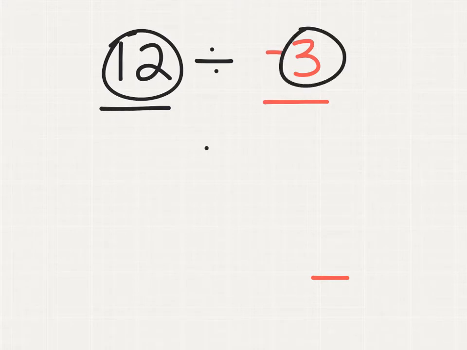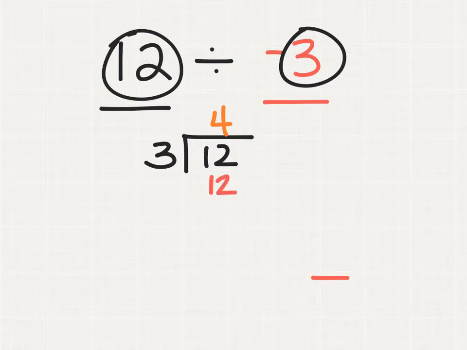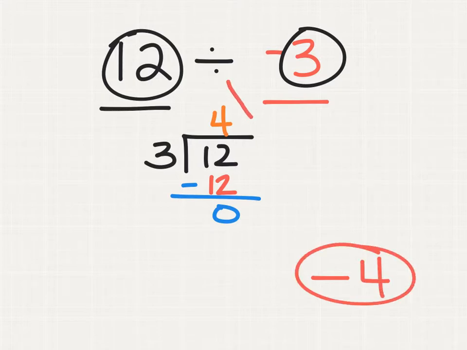12 divided by 3 should be 4, because I think I can make 4 groups of 3 out of 12. 3 times 4 is 12. 12 minus 12 is 0. I have no remainder. 12 divided by 3 is 4. And since the signs were different, my solution is negative 4. 12 divided by negative 3 is negative 4.